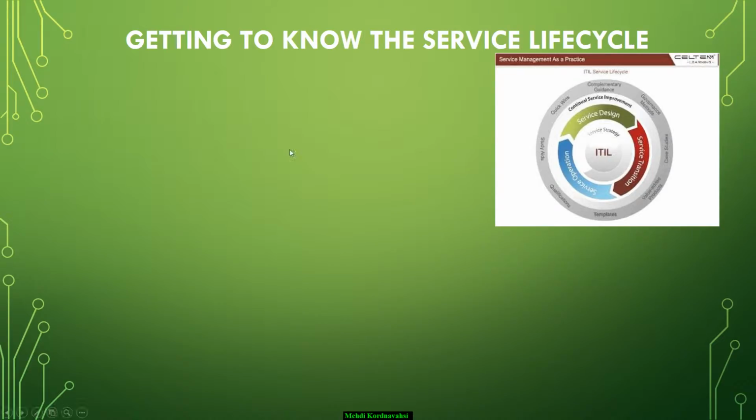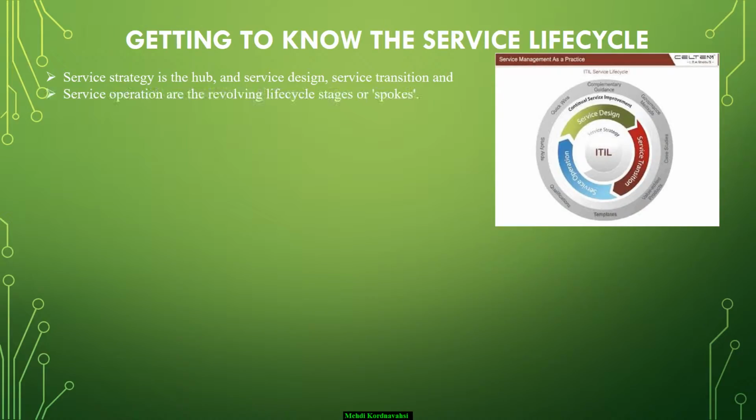As you see in the picture, there are many ways that this life cycle can be depicted. But the benefit of this diagram is that it shows the hub and spoke, like a wheel, nature of the service life cycle. Service strategy is the hub, and service design, service transition, and service operation are the revolving life cycle stages, or spokes.